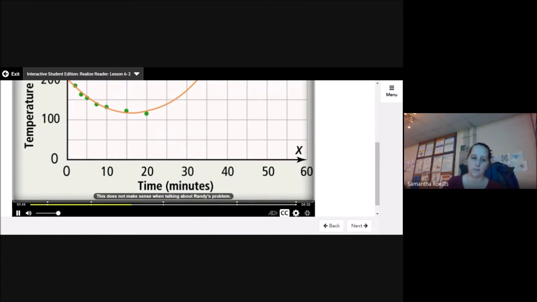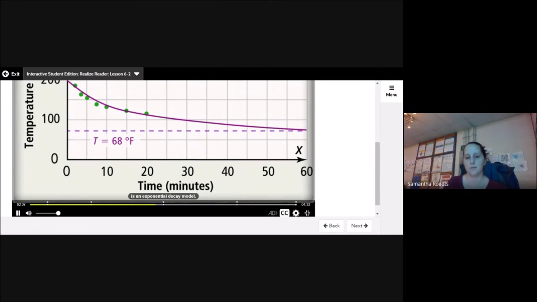This does not make sense when talking about Randy's problem. Since the soup is cooling to room temperature, it should always be decreasing, but it also shouldn't go below 68 degrees Fahrenheit. So the model should also be decreasing, and it should have a horizontal asymptote, or lower limit, at 68. One type of model that is decreasing and has a horizontal asymptote is an exponential decay model. So you can use an exponential function to model the change in the soup's temperature over time.